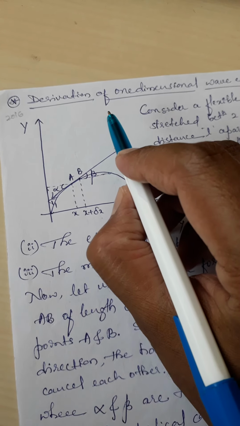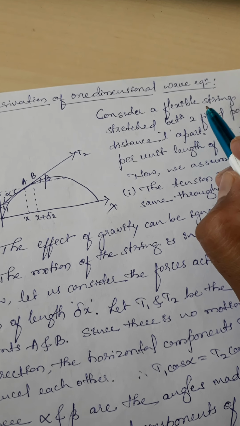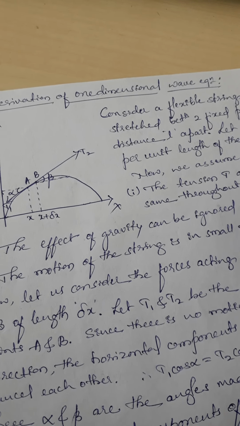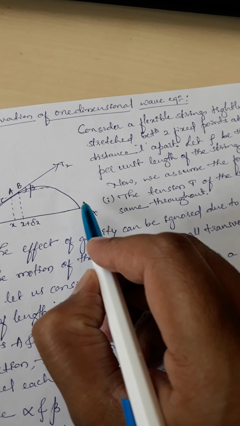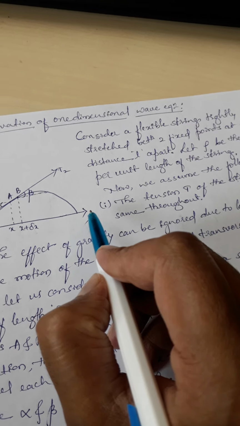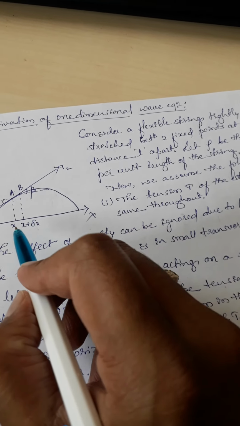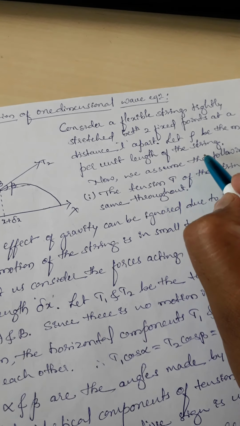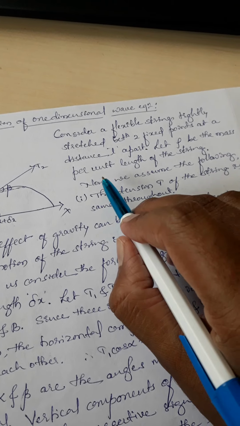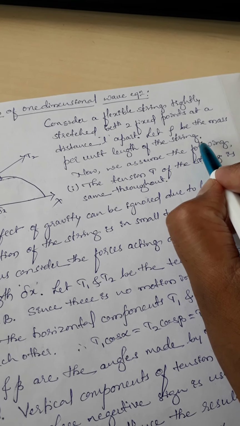Today we'll discuss a derivation of the one-dimensional wave equation. Consider a flexible string tightly stretched between two fixed points at a distance L apart. Let ρ be the mass per unit length of the string.